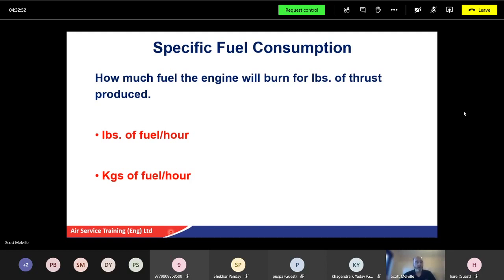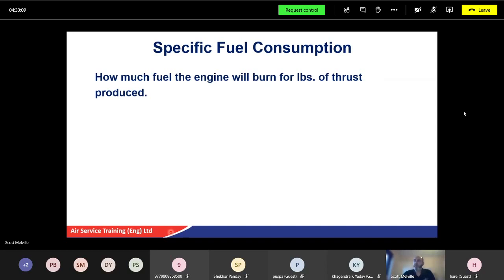It all comes down to cost. The more efficient we can make the engines, the less money it will cost to operate them, which means you guys get more money in your wages, yeah, which would be nice. It doesn't work like that, unfortunately. They get more money for themselves.